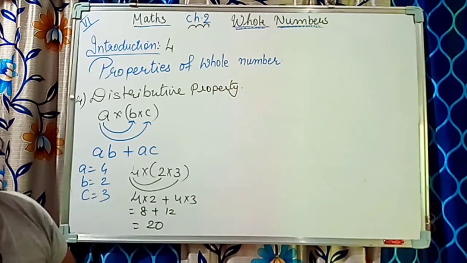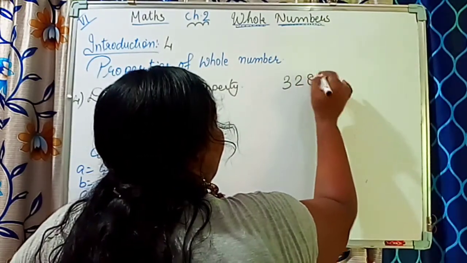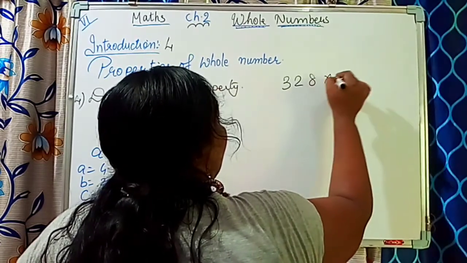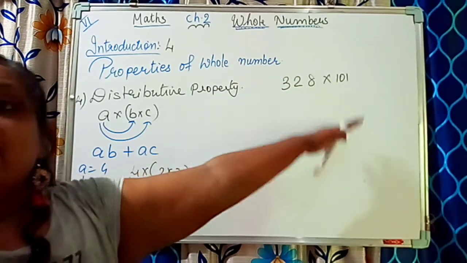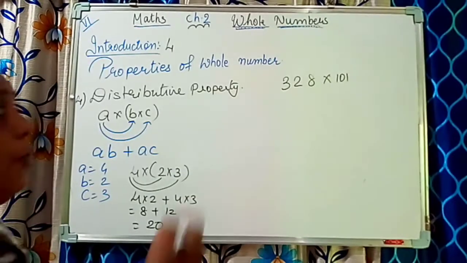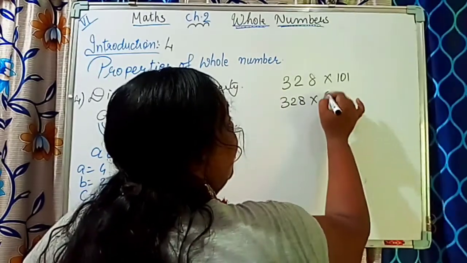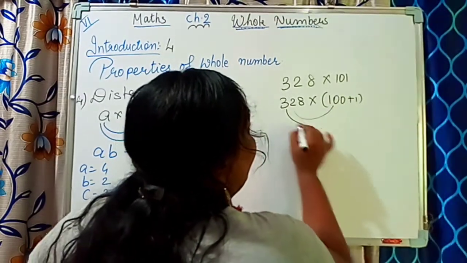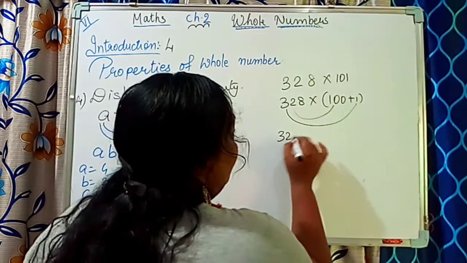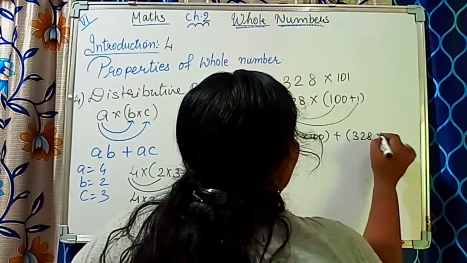If the bigger number is there, we have to multiply. Suppose for the example 328 into 101 is there. So how you will do the multiplication in this distributive form? So what I will do, 328 into 101, bracket 100 plus 1. Okay. First 328 into 100. Then 328 into 1. So 328 into 100 plus 328 into 1.